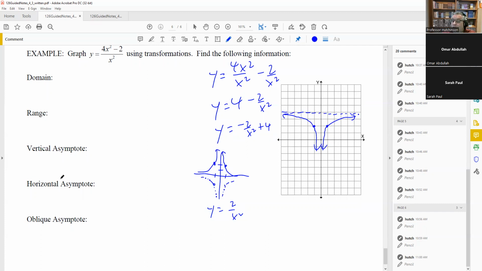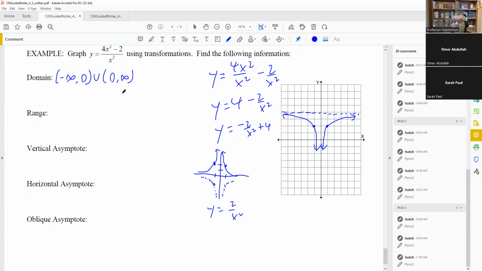Now let's deal with the domain. The domain is still going to be negative infinity to 0, and 0 to infinity, since we're dividing by x squared. Again, it's negative infinity to 0, and then from 0 to infinity. We can't divide by 0; it's undefined.